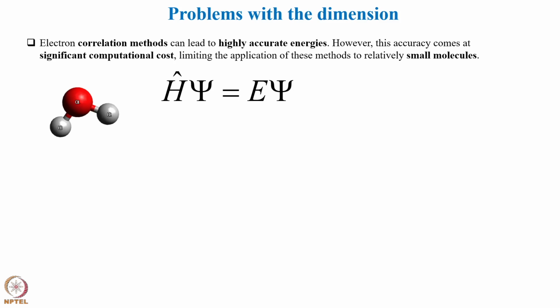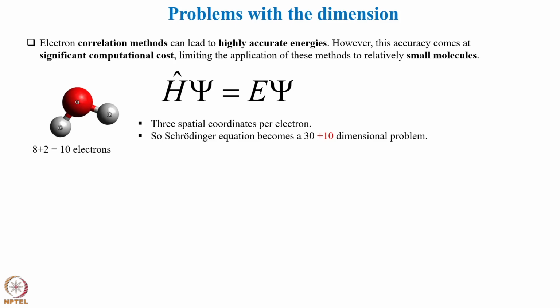Water has 3 atoms and a total of 10 electrons, 8 from the oxygen and 2 from the 2 hydrogens. Each electron has 3 spatial coordinates. So the Schrodinger equation becomes 30 from the spatial coordinates and 10 spin coordinates, for a total of a 40 dimensional problem. This is just for water. For an n electron system, it is 3n plus n dimensions. Of course, you can integrate out the spin, but if I want a general picture, it is a 3n plus n dimensional problem.